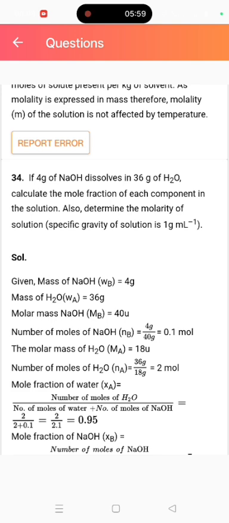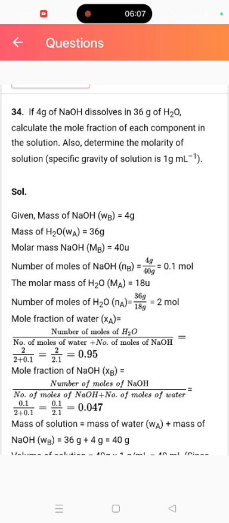So 2 by 2 plus 0.1, 2 by 2.1 is 0.95. Okay. Then mole fraction of NaOH is equal to number of moles of NaOH divided by number of moles of NaOH plus number of moles of water. Okay. Then, next, we also need to find out the molarity. Now we got the mole fraction of both NaOH and H2O.